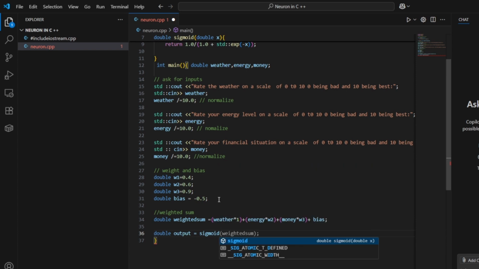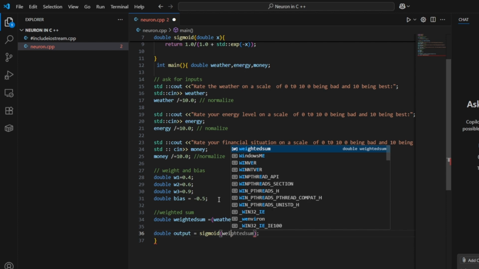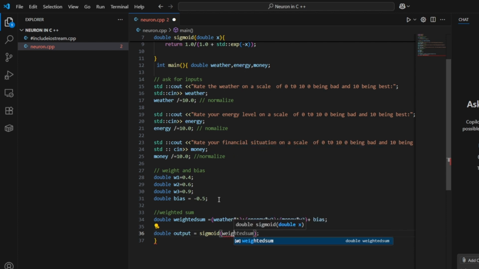But a raw number isn't enough. We need a probability between 0 and 1. That's where the sigmoid function comes in. Sigmoid squashes any number into a value between 0 and 1. A big positive number approaches 1. A big negative number approaches 0. This is what neurons use to decide how activated they are.